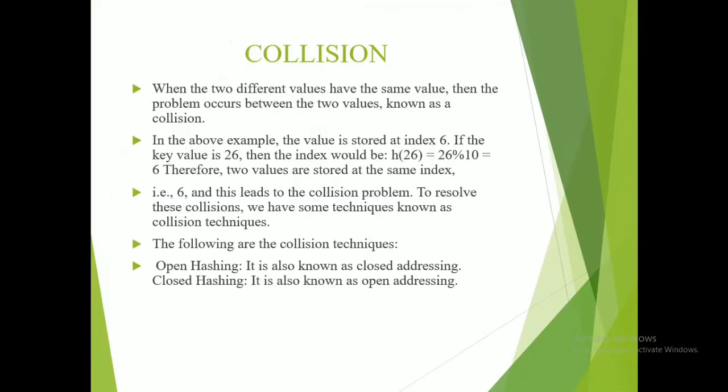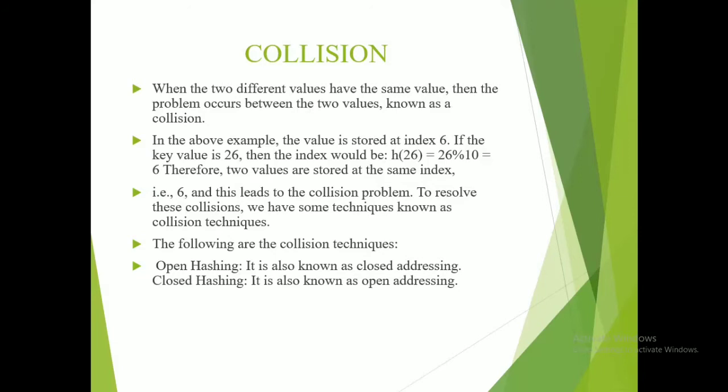Collision: when two different values map to the same index, the problem that occurs between the two values is known as collision. In the above example, a value is stored at index 6. If the key value is 26, then the index will be h(26) = 26 mod 10 = 6. Therefore, two values are stored at the same index, that is 6, and this leads to the collision problem. To resolve this collision, we have some techniques known as collision resolution techniques.